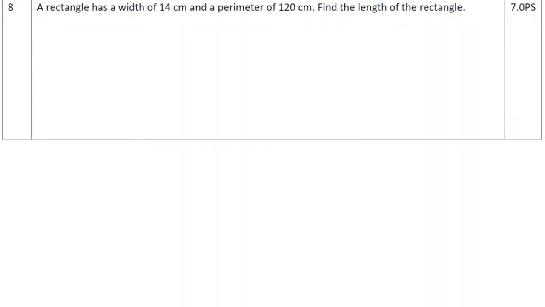Okay, last one for the level 7 stuff. One thing that some people did with this, which I was really happy with, is they drew a diagram. So we've got a rectangle which has a width of 14. So we've got 14 and 14, and we've got the length and the length, and we know that the perimeter is 120 centimeters. I should write centimeters there for those as well. There's a couple of ways you can think about it, but basically they all end up as the same thing.